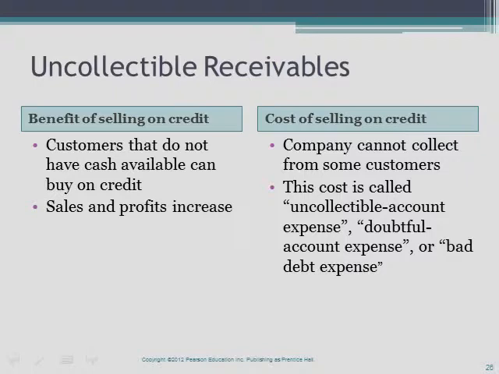Selling on credit creates both a benefit and a cost. The benefit is that customers who cannot pay cash immediately can buy on credit, so sales and profits increase. The cost is that if the company cannot collect from some customers, we label these costs uncollectible account expense, doubtful account expense, or bad debt expense. Uncollectible account expense is an operating expense in the selling, general, and administrative category along with salaries, depreciation, rent, and utilities.